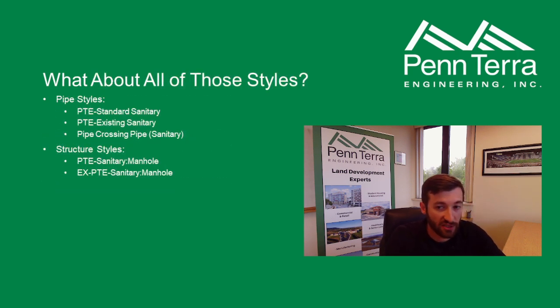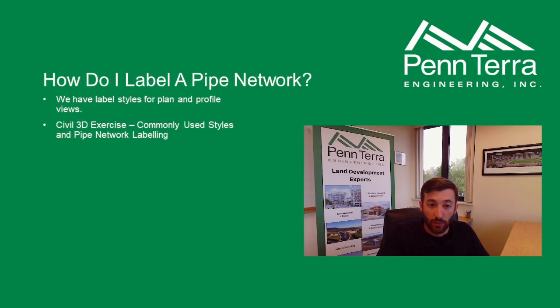So from there, we have styles for pipe networks, just like we do for any other civil object. We have some pipe styles and some structure styles that are specific to sanitary. I have the ones we normally use shown here on the slide. And then we're going to talk about labeling. We have several label styles as well, and they all kind of have different uses. So we'll jump back into our CAD file and run through how to use some of those real quick.